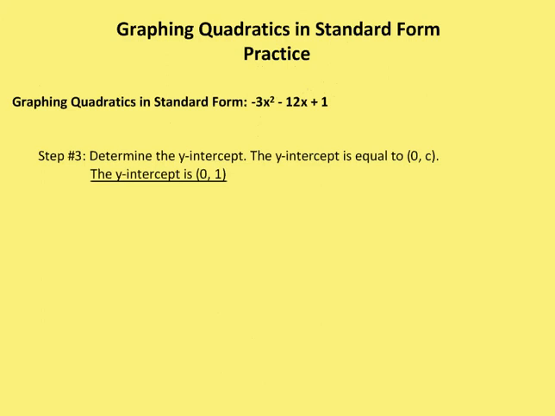Okay, step 3, I'm going to determine the y-intercept. That's a very easy process in standard form. Not always the case in vertex form or in intercept form. But in standard form, all I have to do is look to the c value. Right? Look to the c value. There's my c value. There's my y-intercept. My y-intercept is 0, c, or in this case, it's going to be 0, 1.